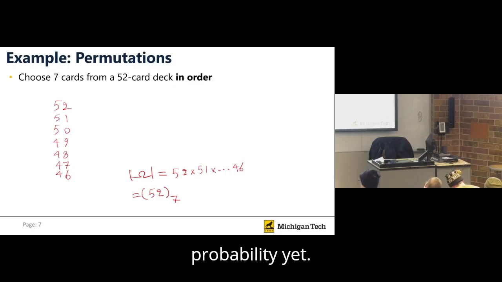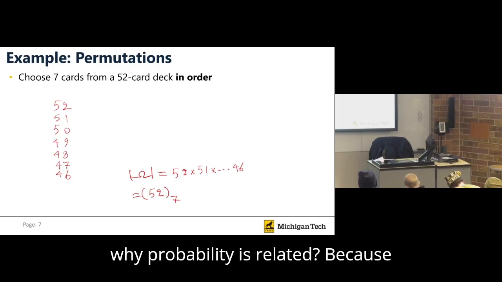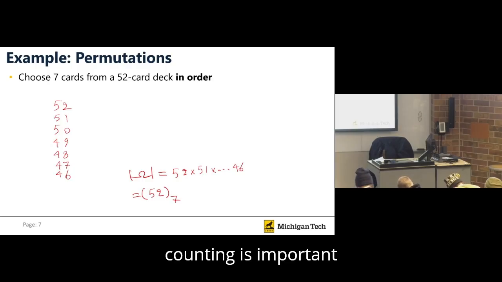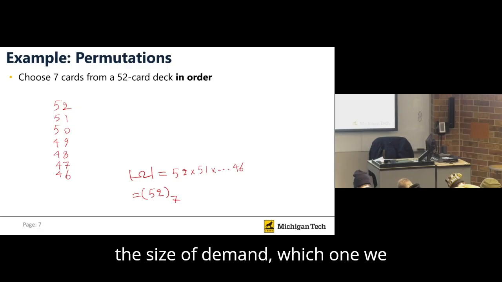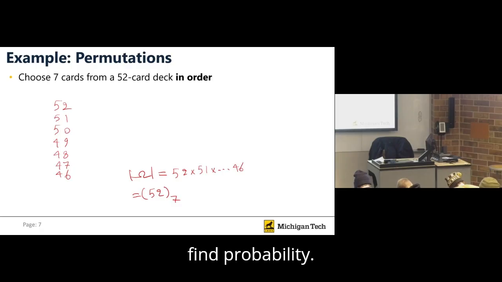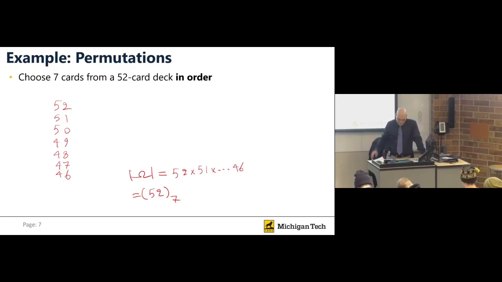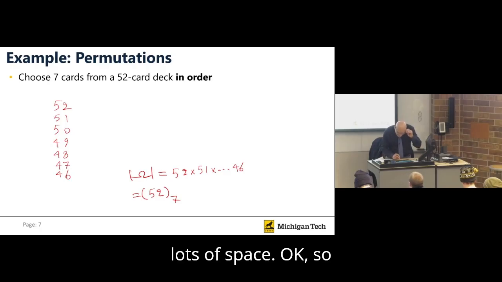I'm not talking about probability yet. We are just talking about counting. But why is probability related? Because counting is important for probability. We need to know the whole sample space size, and we find the size of the event we want, and we divide it by this to find probability. But we are still not in probability space. We are in counting space, another space.